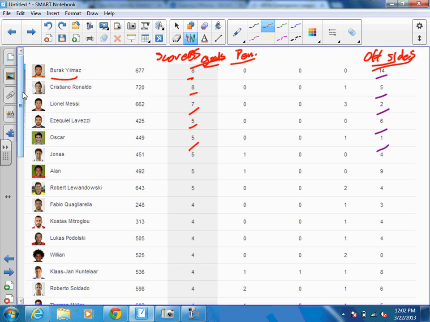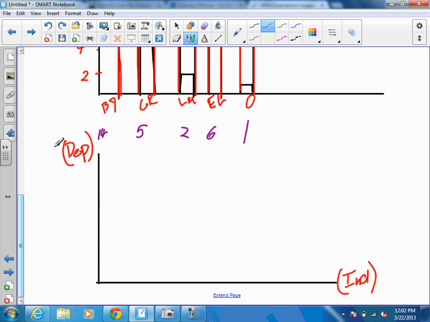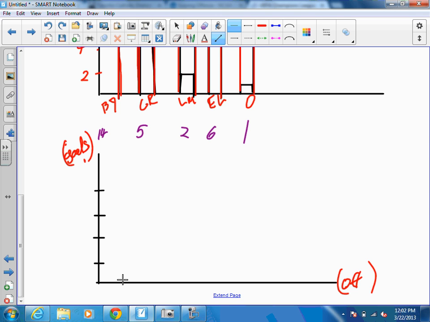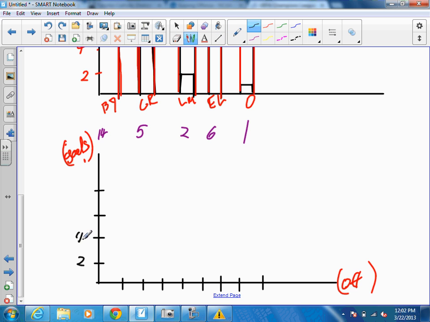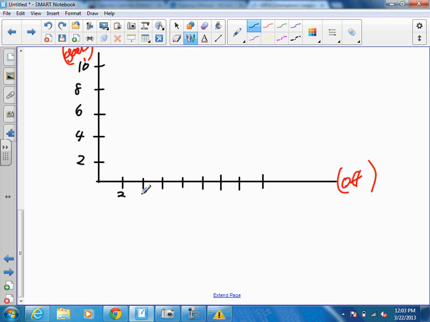We don't technically have an independent variable. We're going to see if there's any type of relationship. So we have goals. We'll put goals there and offsides on the bottom. Now goals went up to at least 8, so let's put 2, 4, 6, 8. And offsides went up to 14, so 2, 4, 6, 8, 10, 12, 14, and 16.